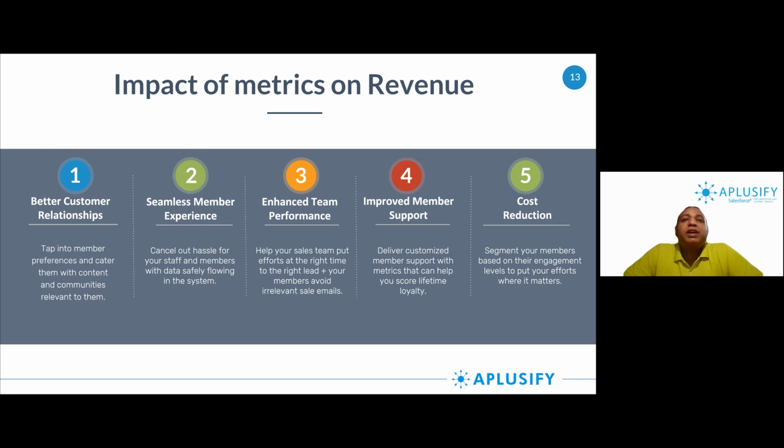And since we have integration, we will have a 360-degree view of the customer. So your different sales team, finance team, marketing team can come together because the data is shared between different systems, and that can actually help you in enhancing your team performance. And since you are able to understand your members better, you are able to understand what is working for them, what is not working for them, and you are able to understand what they need. You will be able to provide better member support for them.